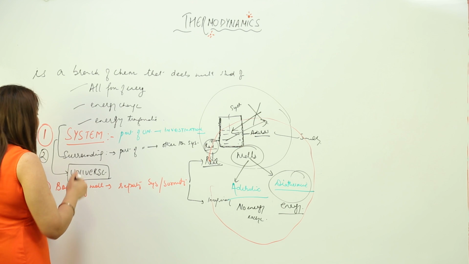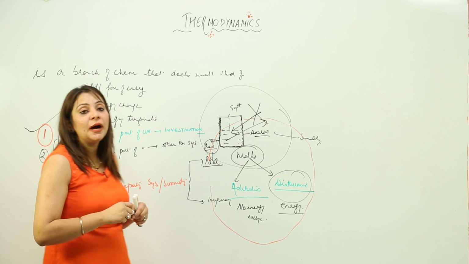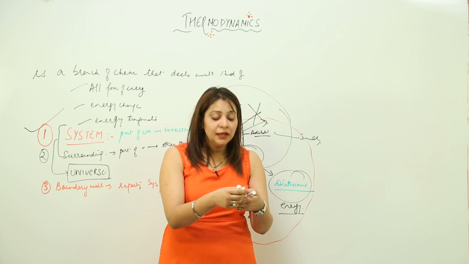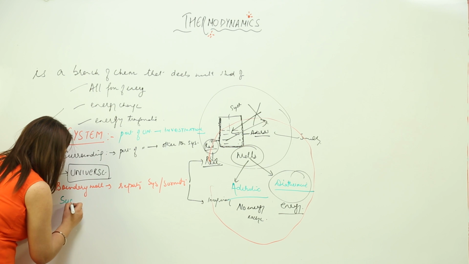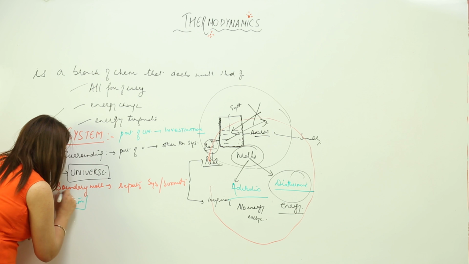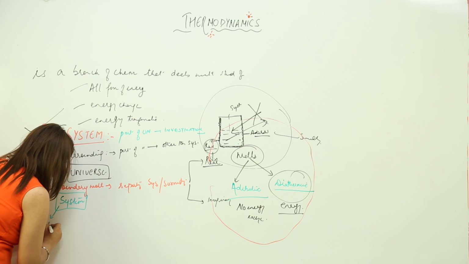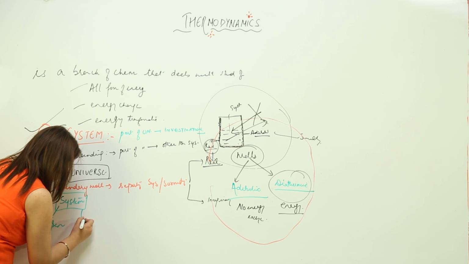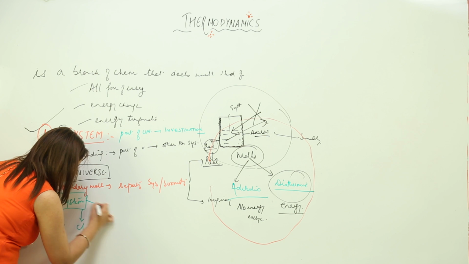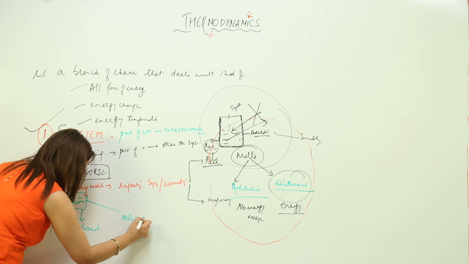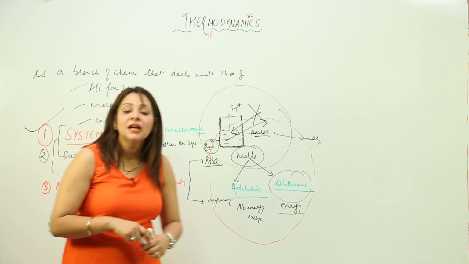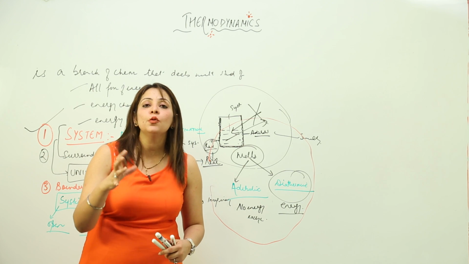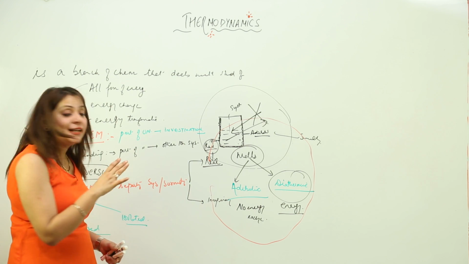Now, like we did the system, the system is the part of the universe which is under investigation. There is not only one type of system; we get to see different types of systems: open system, closed system and isolated system. So we get to see three types of system around. One is open, another is closed, and the third one is the isolated one.